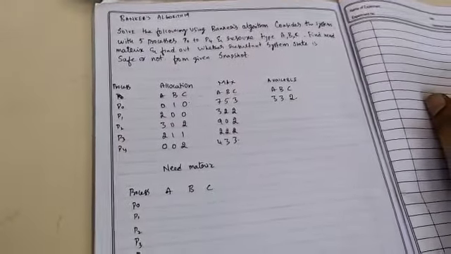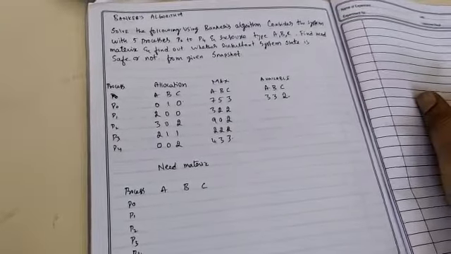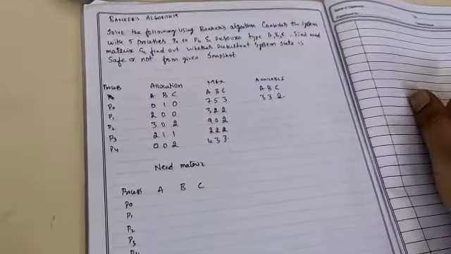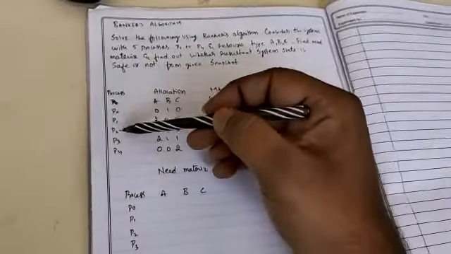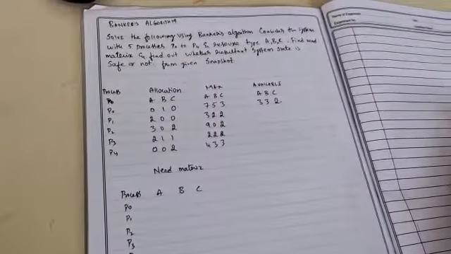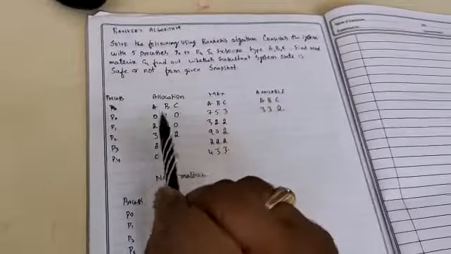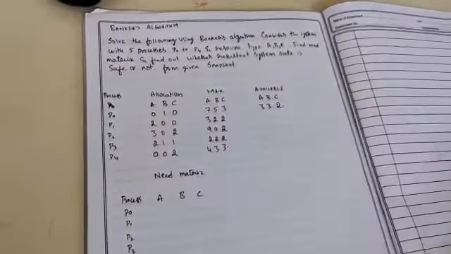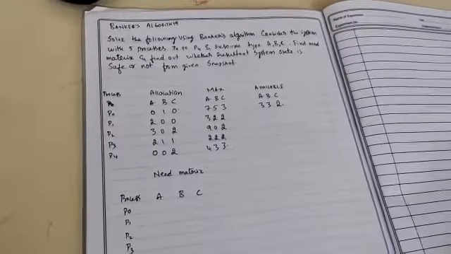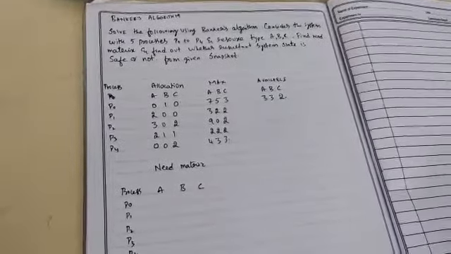So now we're going to see about the Banker's algorithm. Solve the following using Banker's algorithm. Consider the system with five processes, P0 to P4, and resource types A, B, C, which are given under the allocation and max. Find the need matrix and find out whether the resultant system state is safe or not from the given snapshot.